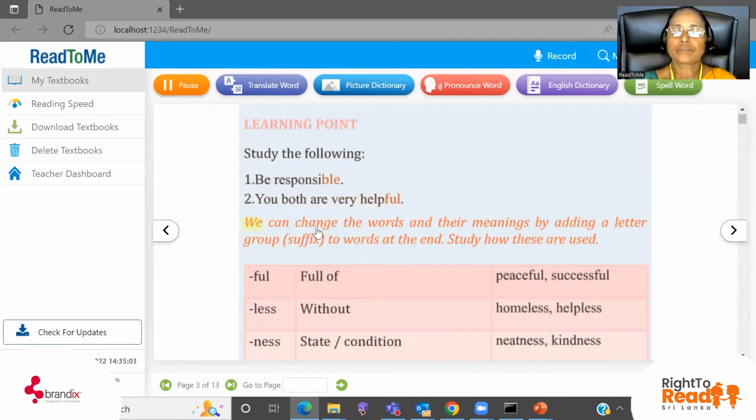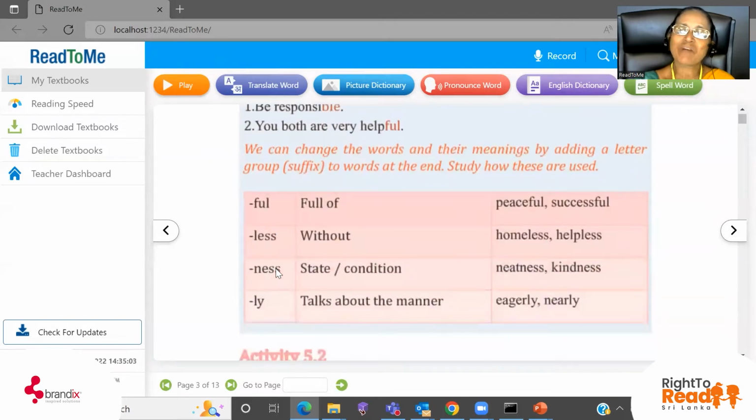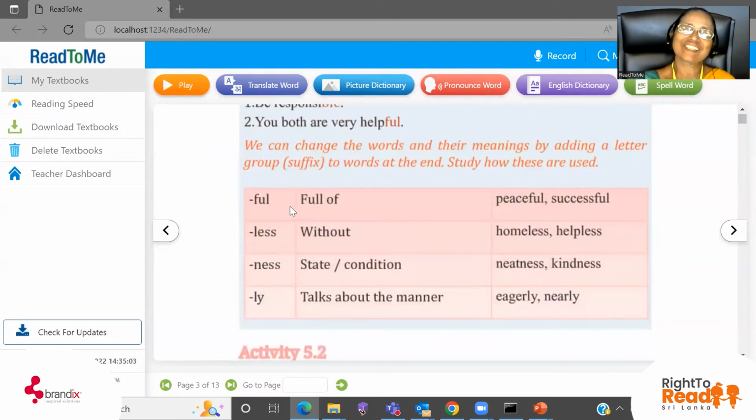We can change the words and their meanings by adding a letter group, a suffix, to words at the end. Study how these are used. As I reminded you, we learned how to use these suffixes. Today, we pay more attention to suffixes. Now, look at these suffixes. We'll see what they are.